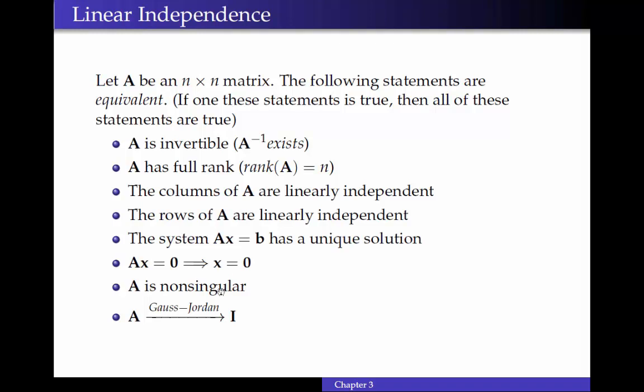You can also say that A is non-singular. It's another way to say that A has an inverse. And if I perform Gauss-Jordan elimination on the matrix A, the result is going to be the identity matrix, because I'm going to have a pivot in every row and column.